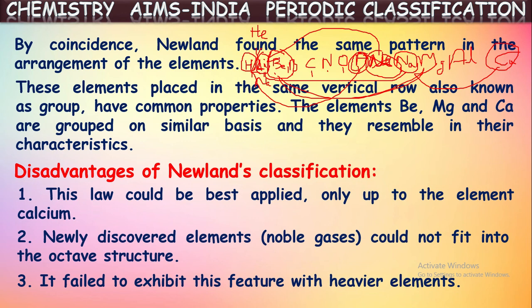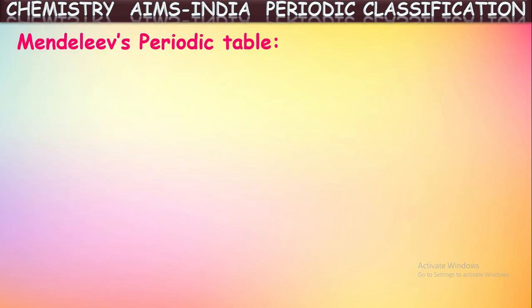It is fit for those, but it is not suitable for the higher elements. Higher elements are not fitting exactly into these octaves properties. Okay, in that way, it failed. Next classification is done by Mendeleev.